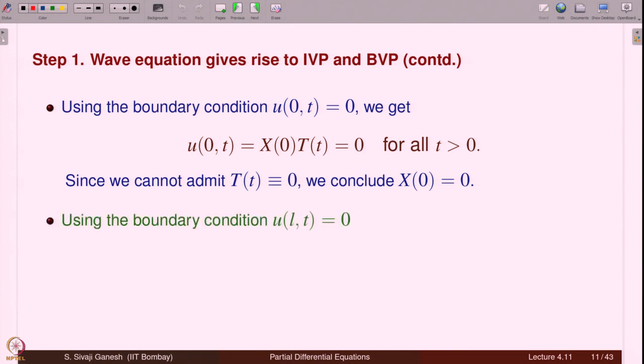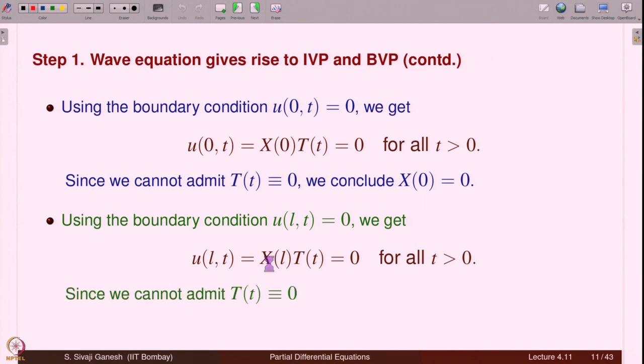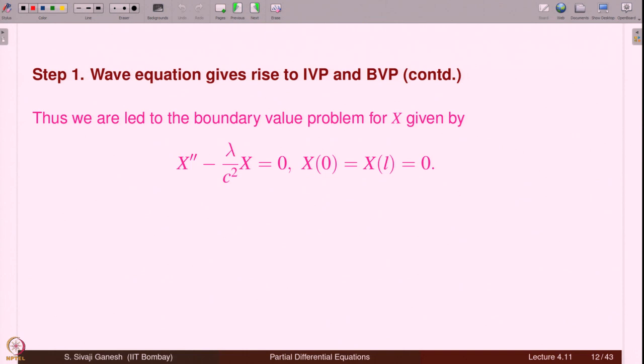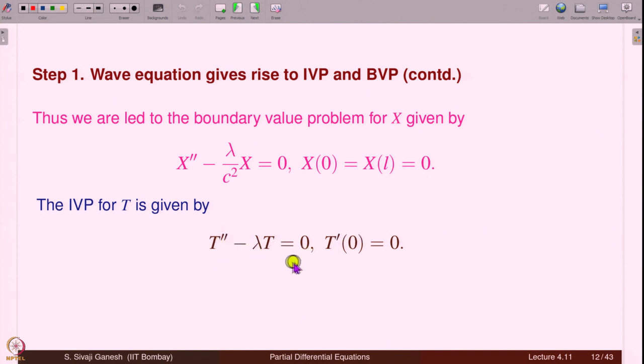Similarly, we have one more boundary condition, u of l, t equal to 0, from which we get X of l into T of t equal to 0. Therefore, for the same reasons, X of l equal to 0. So, we have got the boundary conditions for X. What are those? X of 0 equal to 0 and X of l equal to 0. Therefore, we have the ODE that we have already obtained. Now, we have got the boundary value problem. These are the boundary conditions. And the IVP for T is given by T double dash minus lambda T equal to 0 and T prime 0 equal to 0.